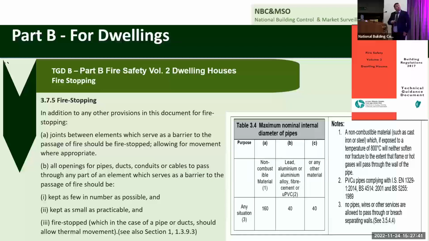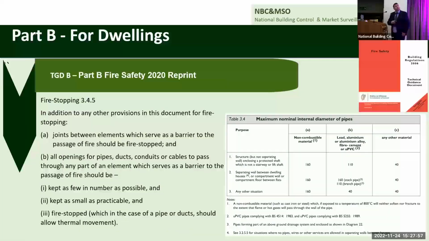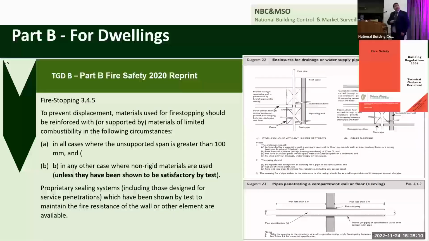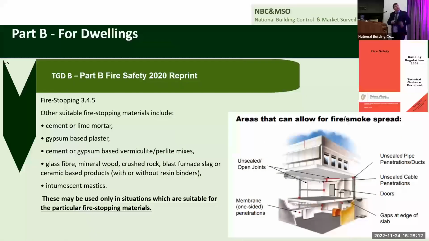So the fire stopping requirements are in Technical Guidance Document B, Volume 2. For any hole or penetration, keep them as small as possible and as few as possible, and that will reduce your costs. Part C 2020 reprint has slightly different guidance. That's for buildings other than dwelling houses, and the guidance is there as well.